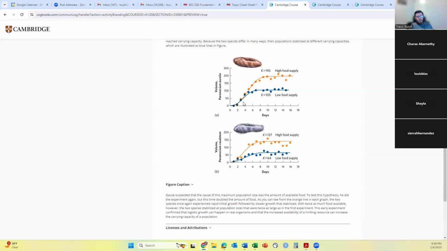We'll get into this in a little bit, but predators are definitely a factor when it comes to carrying capacity. If you have a lot of predators eating a lot of prey, it's going to lower that carrying capacity. If the predators die off, potentially because of disease, it's going to raise the carrying capacity of that environment.